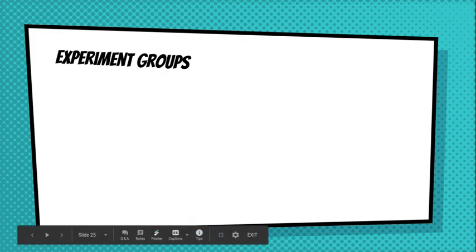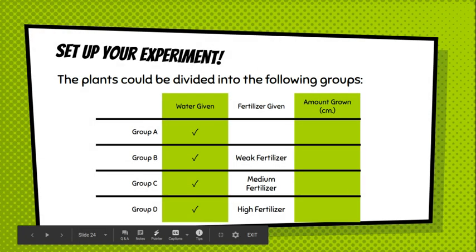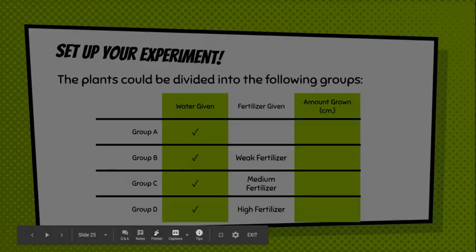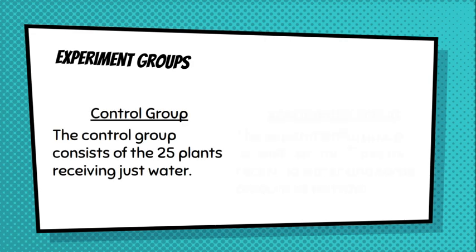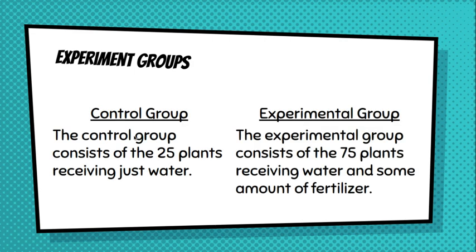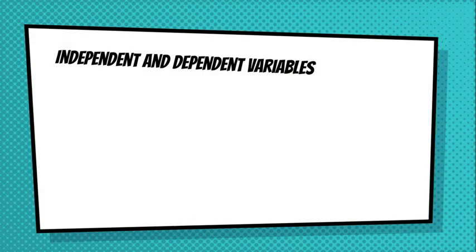So if we go back to the table, group A is our control. Groups B, C, and D are the experimental groups. So that's what you should have on your practice document. Now we have our independent and dependent variables.